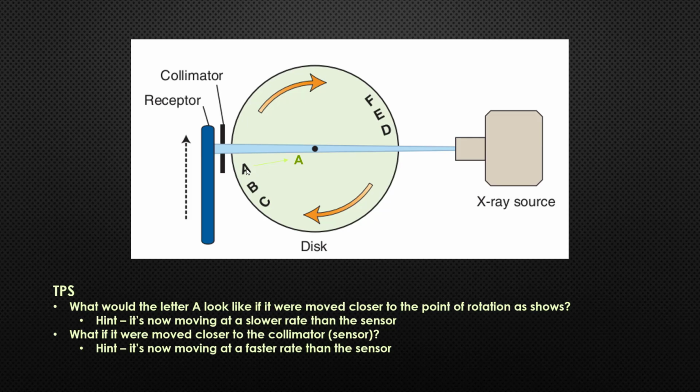Conversely, what is true? What if you moved a structure closer to the receptor? Then it's moving faster. It moves so fast, it's going to appear actually shrunken. And so closer to the point of rotation means it's widened. Closer to the receptor means an object is going to be shrunken. And you'll see that when we're talking about positioning errors of a panoramic radiograph.